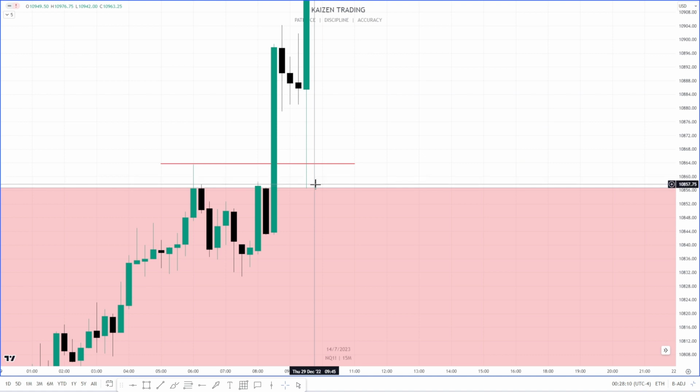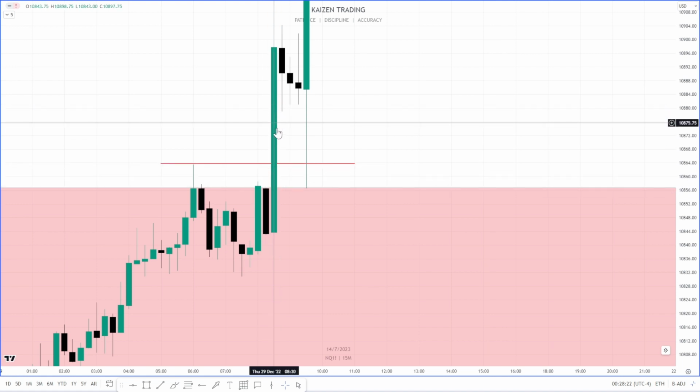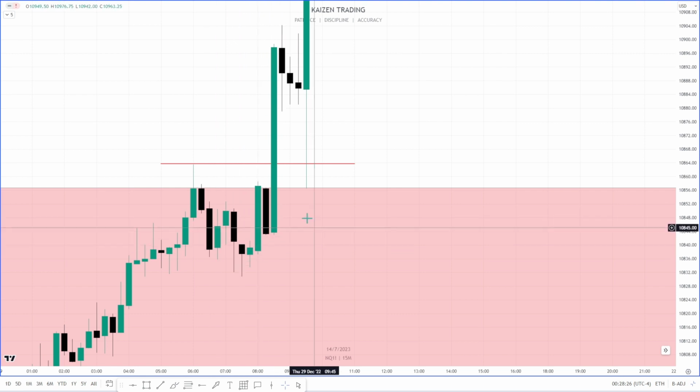What this wick does is it balances this BISI. So we have a buy side imbalance, sell side inefficiency. Okay. We know that price is going to be bullish out of this rejection block. So we should start seeing bullish PD arrays form.